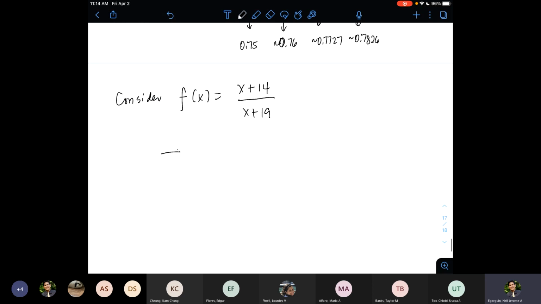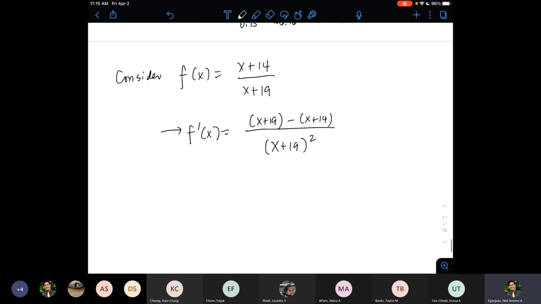So here, if I take the derivative, I'll see that that would be equal to x plus 19 squared. Remember the quotient rule. So this would be low times the derivative of the high, minus high times the derivative of the low function, right? And if you simplify this, this would be 0, 5 over x plus 19 squared, right?